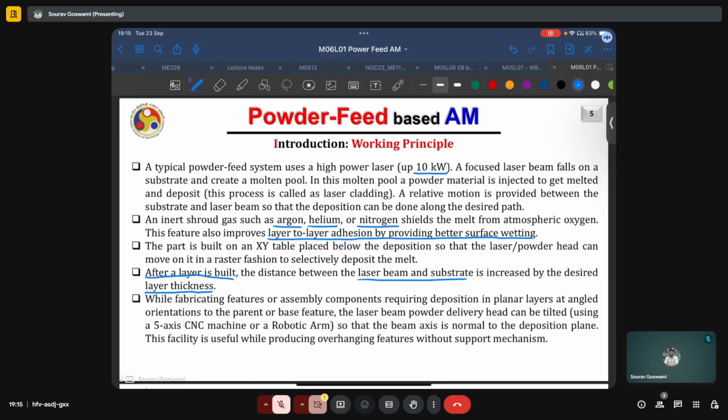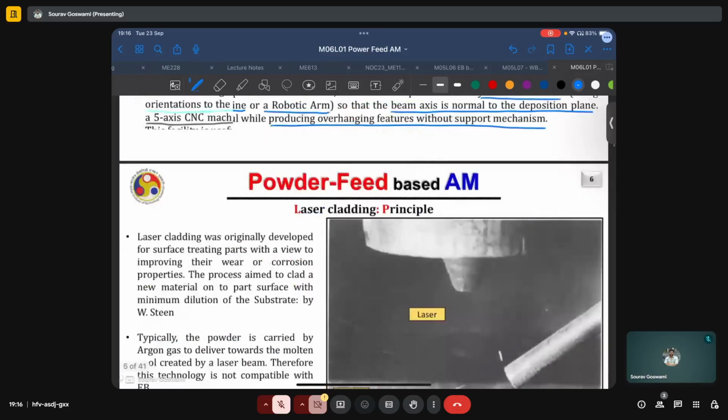And while fabricating features or assembly components requiring deposition in planar layers at angled orientation to the parent or base feature, the laser beam powder delivery head can be tilted using either a 5-axis CNC machine or a robotic arm so that the beam axis is normal to the deposition plane. And this is highly useful when producing overhanging features without support mechanism.